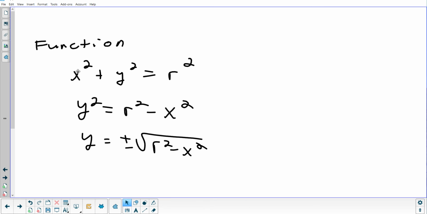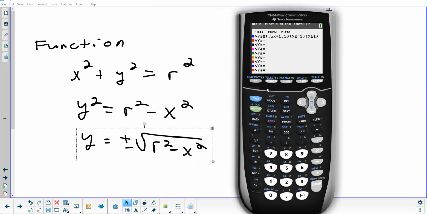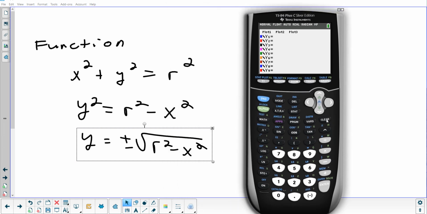So let's type that in on the calculator. I'm going to have to use a y1 and a y2 because I have a positive and a negative. And I'm going to let r be 3 because I just want to do a circle of radius 3. So let's watch how much stuff I have to type in to make a circle. All right, so I'm going to go second square root 9 minus x squared. That's going to be the top half of the circle. And then the negative square root of 9 minus x squared. Again, I'm letting the radius be 3. All right, so let me do a zoom 5.